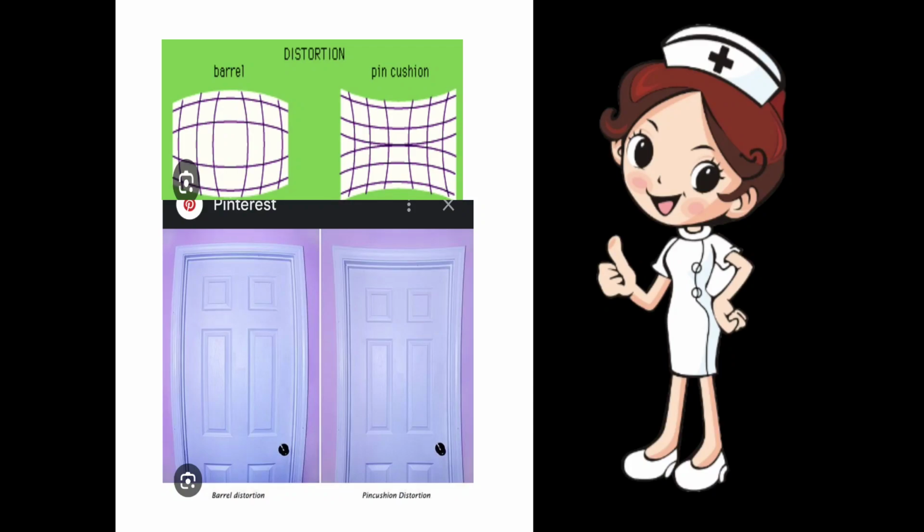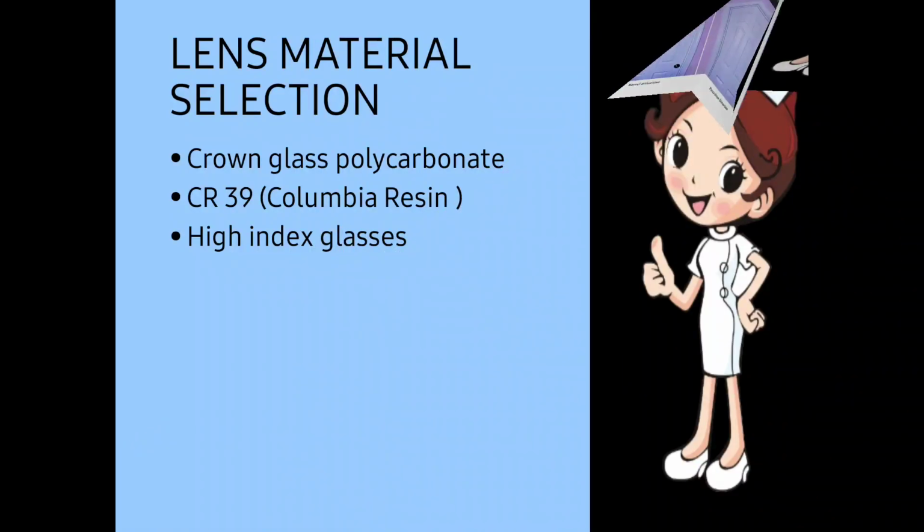Next one is pin cushion. In case of pin cushion distortion, if you can notice this door, then you will notice that the shape of the door gets changed. It is somewhere like this. Okay, so to remove them, we will use different types of lens material. Selection of a lens material.